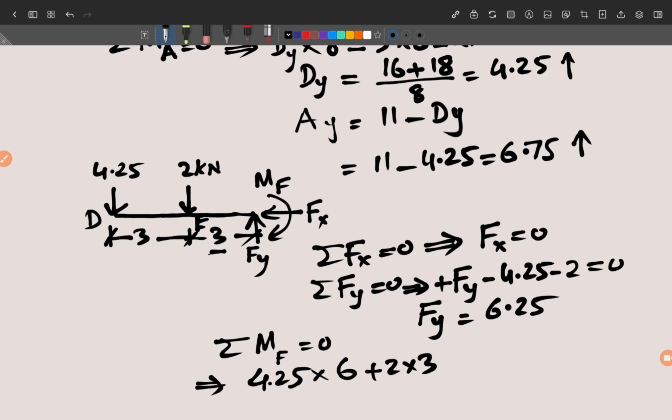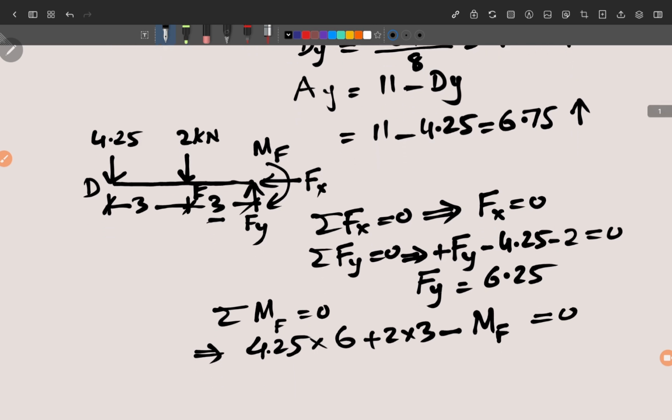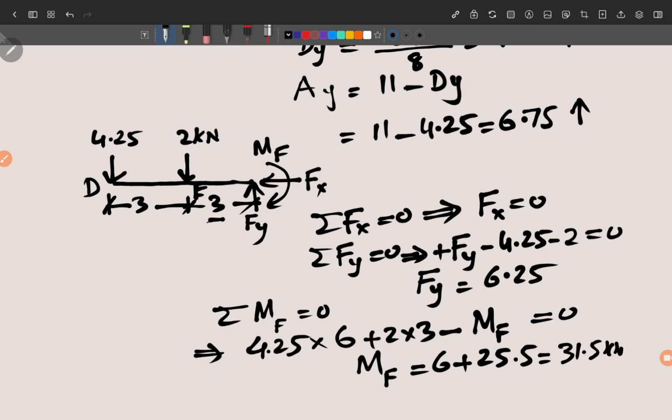And in fact this Mf was assumed by us, we did not know the direction of Mf either, so we assumed this direction, and according to our assumed direction we will put this as Mf. Clockwise we have taken, right? So minus Mf, and there is no other moment, equal to 0. So from here we can get the value of Mf, which will be 4.25 into 6, and then 2 into 3. So this will be 6 plus 25.5, and that is 31.5 kilonewton meter.